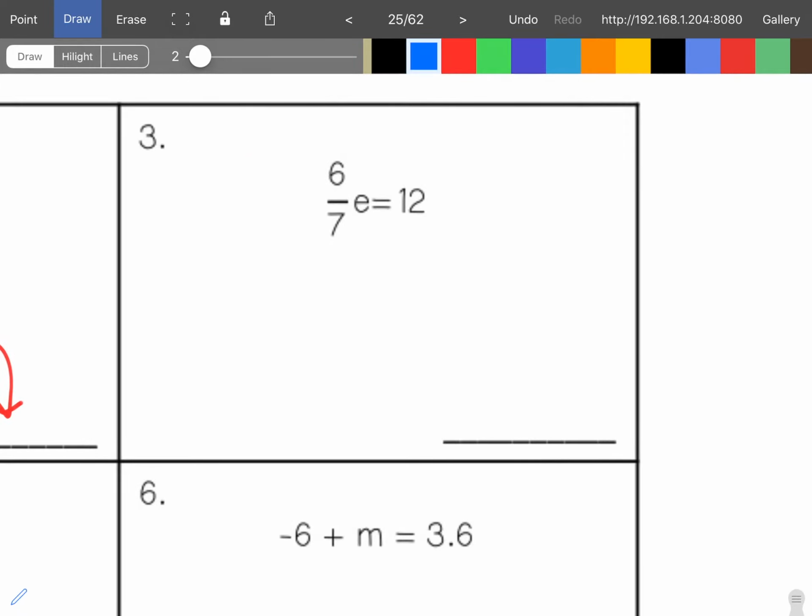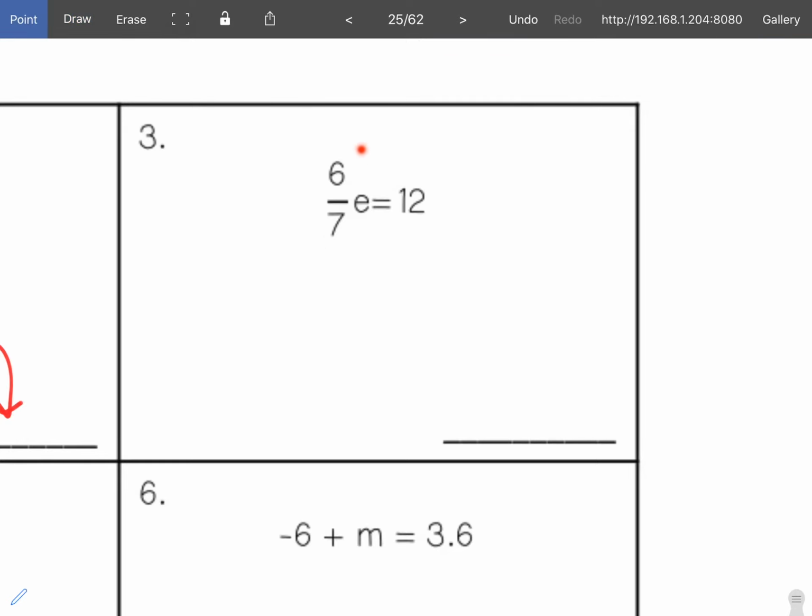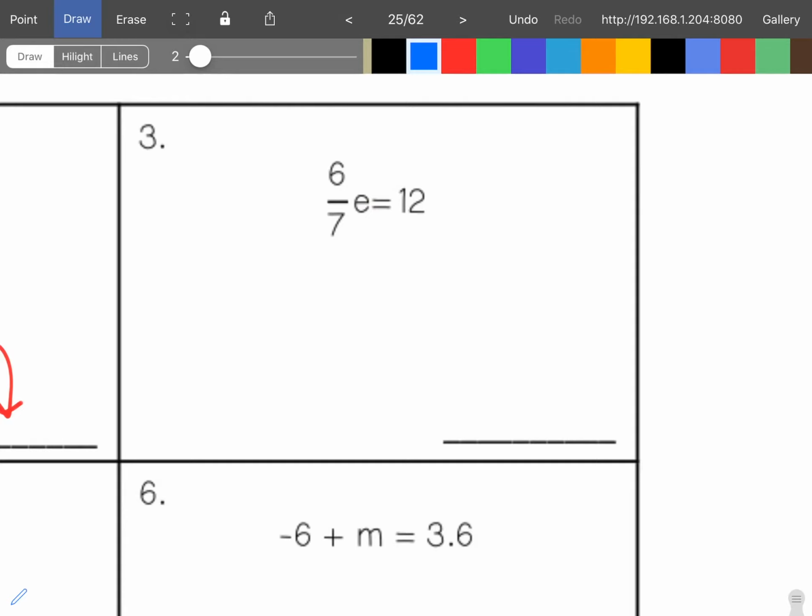Number 3. This says 6/7 e equals 12. 6/7 e means 6/7 times e. So the opposite of multiplication is division. Now let's talk about this. Don't write this down yet. If we were going to divide by 6/7, because any number divided by itself is 1, we would need to divide this side by 6/7.